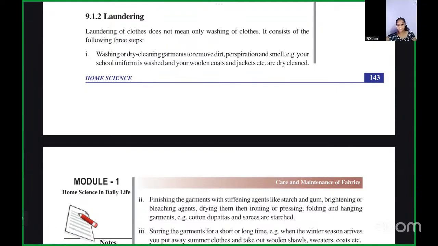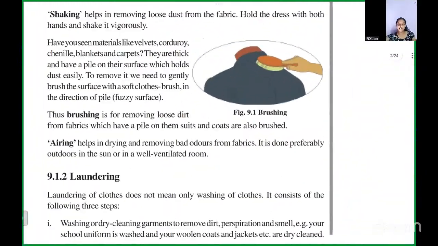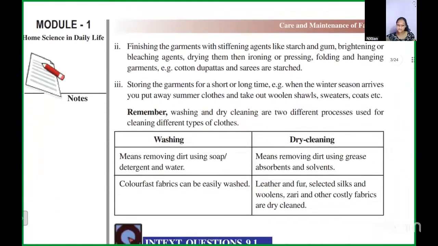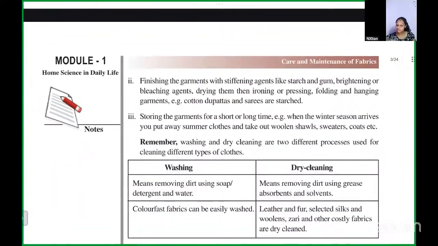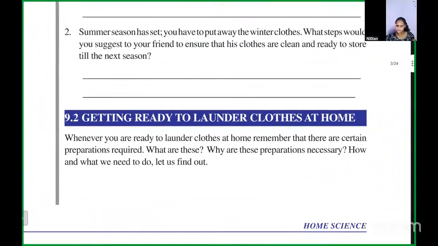What you can do is shake them. Shaking is not really very important while storing. But you can brush them. You can put them in the sun, if they are clean. If they are not clean, then you have to wash them first. You have to wash them, you have to press them, and then you can store them in cloth bags. Okay, and then you can put them away. Those are the steps that we have to follow.